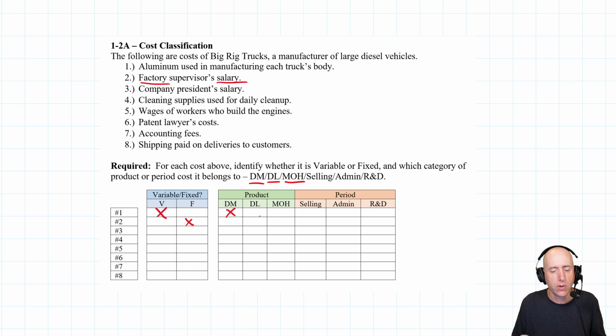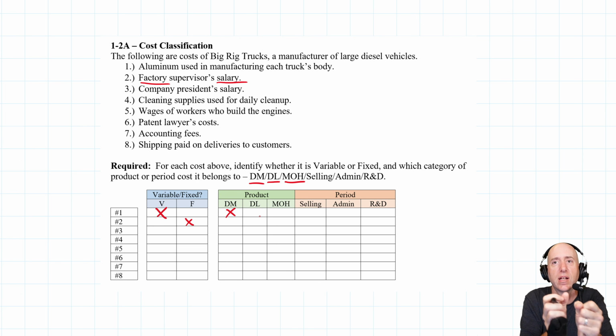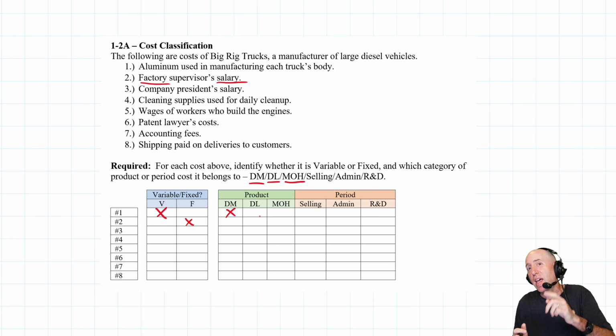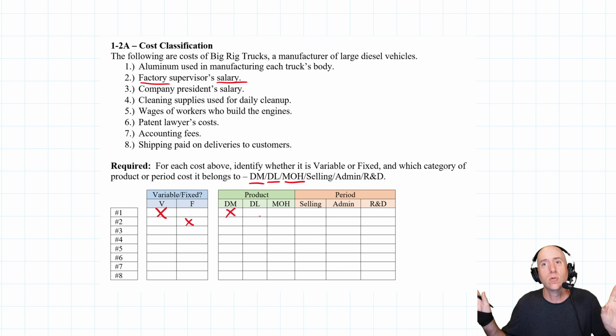If the factory supervisor is putting their hands on the product, we would call it direct labor. Direct labor is the cost of the person who's spending time putting their hands on the product. The name supervisor suggests to me they're not very hands-on. Maybe they troubleshoot and solve problems.